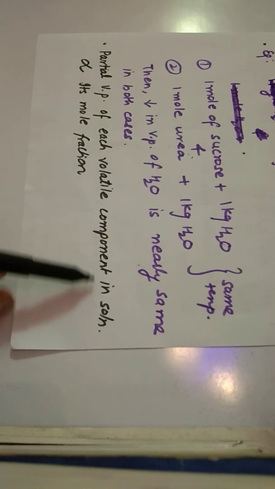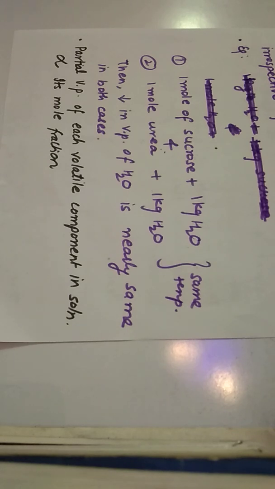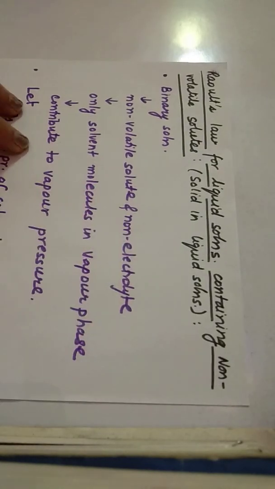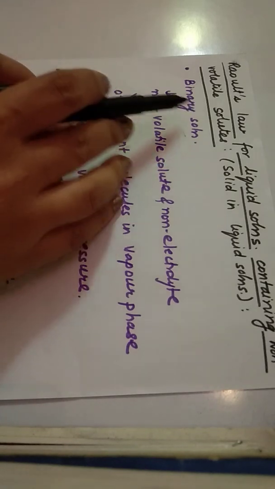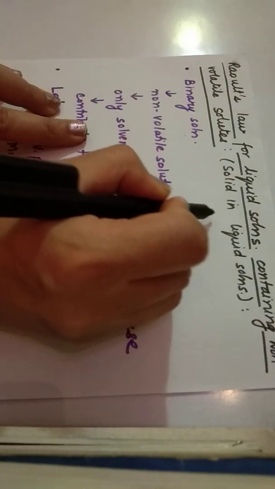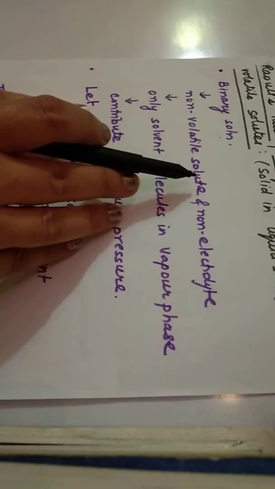So the decrease in pressure is almost same. Now next one is the partial vapor pressure of each volatile component in a solution is directly proportional to mole fraction. This you have done for Raoult's law. Partial vapor pressure is directly proportional to mole fraction. This is applicable in case of solid and liquid solution. Suppose you are taking a binary solution. Children, you know what a binary solution is? Binary solution is having two components. One solute plus one solvent. 1 plus 1 is equal to 2. 2 is bi. So 1 solute plus 1 solvent form binary solution.